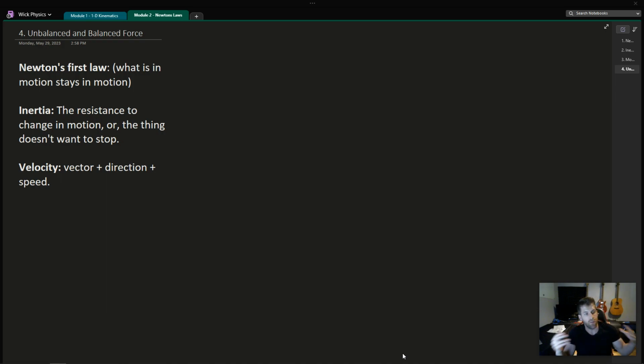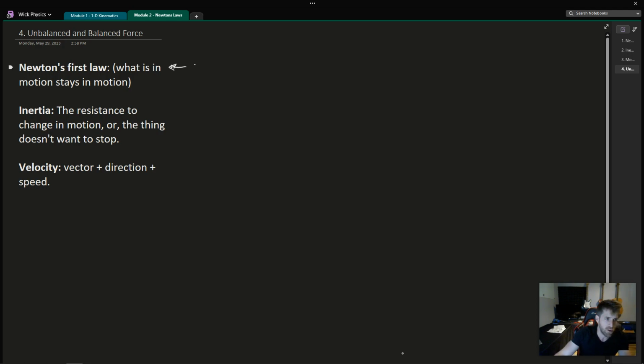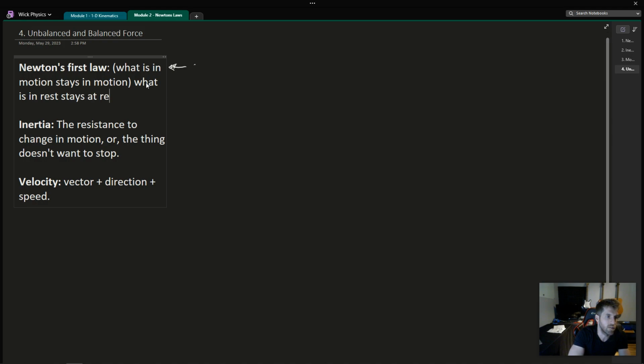We're utilizing three definitions here. We have Newton's first law: what is in motion stays in motion, and also, which is not written yet, what is at rest stays at rest. Additionally, we have inertia, the resistance to change in motion, or the thing doesn't want to stop. Whatever has a specific amount of mass is going to want to continue a movement or continue staying put, and so forth, based on its mass, until there's a change.